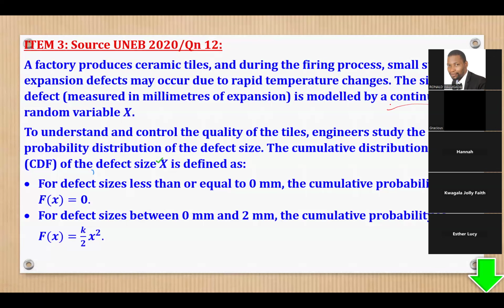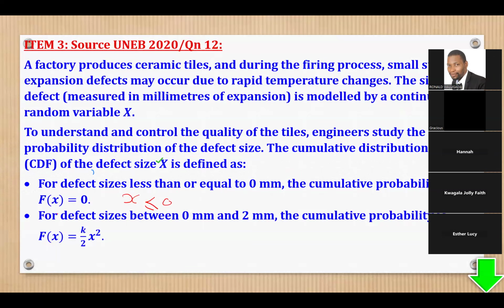To understand and control the quality of tiles, engineers study the probability distribution of the defect size. The word cumulative is key. It means that you are dealing with capital F(x). The cumulative distribution function of the defect size X is defined as, bullet 1, for defect sizes less than or equal to 0, the cumulative probability is F(x) equal to 0. So this one is for x less than or equal to 0.